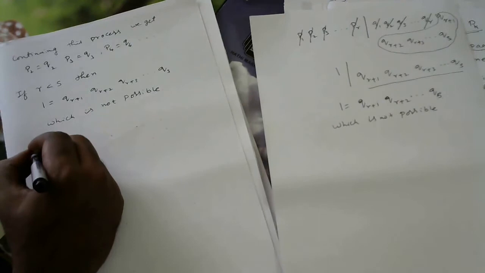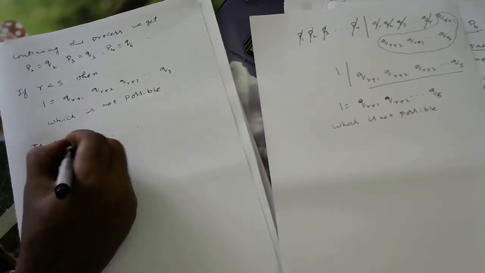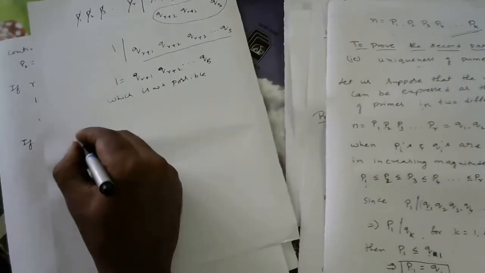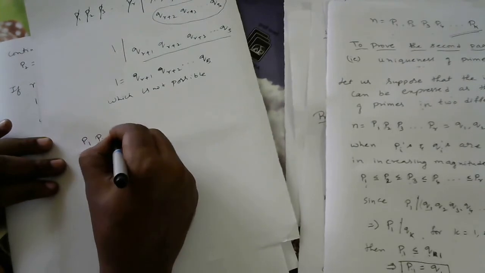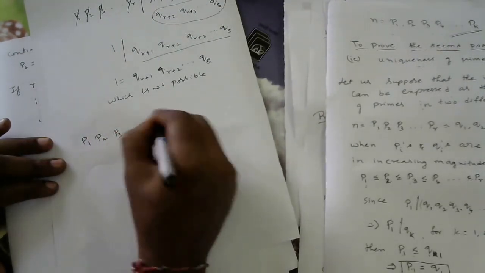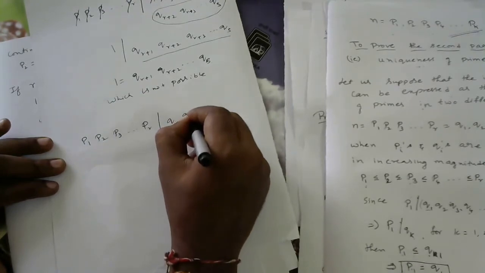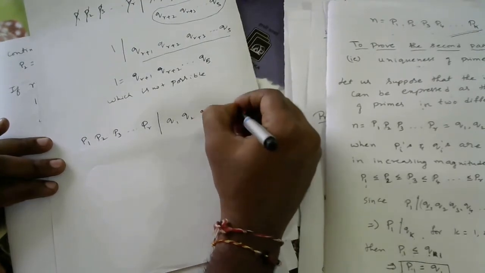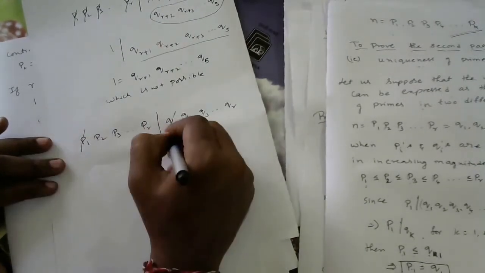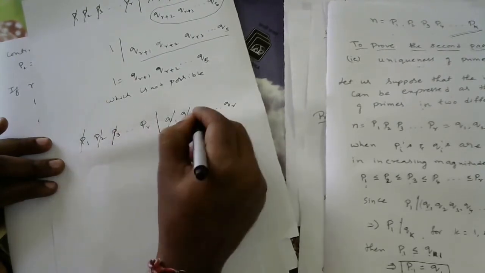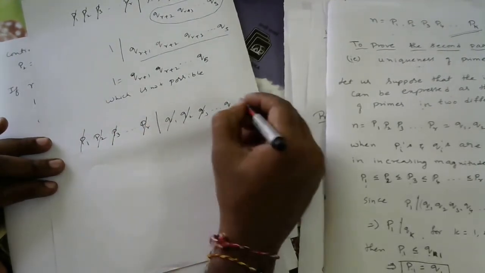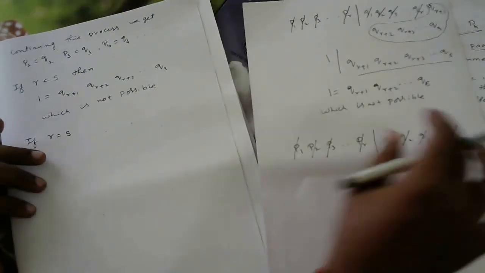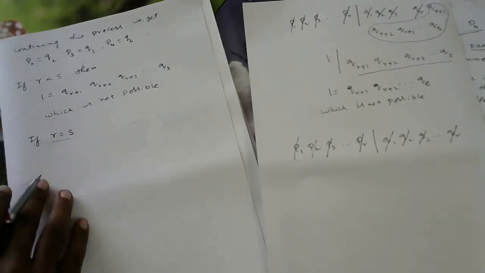So here if R equals S, what do you get here? P1, P2, P3, so on, P suffix R divides Q1, Q2, Q3, so on. If you put S equal to R, you will get Q suffix R. So this P1 divides Q1, P2 divides Q2, P3 divides Q3, so on, P suffix R divides Q suffix R. So you'll get them as prime factors only for these two. So this case is possible.